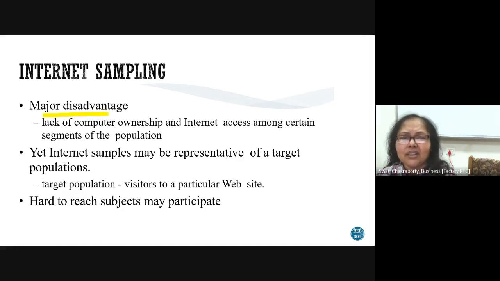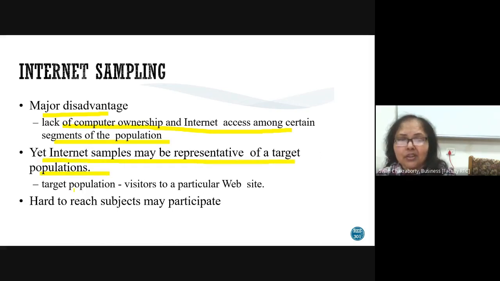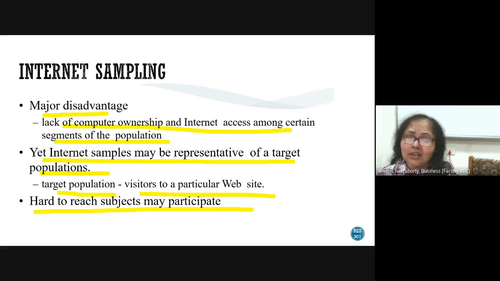So, what's the major disadvantage? Lack of computer ownership and internet access among certain segments of the population. Some may not have internet or a computer. Yet internet samples may be representative of a large population, for example, the target population of visitors to a particular website. Physically, if you want to reach them, it's difficult. But through the internet, you can actually reach out to all those who are in different parts of the world.